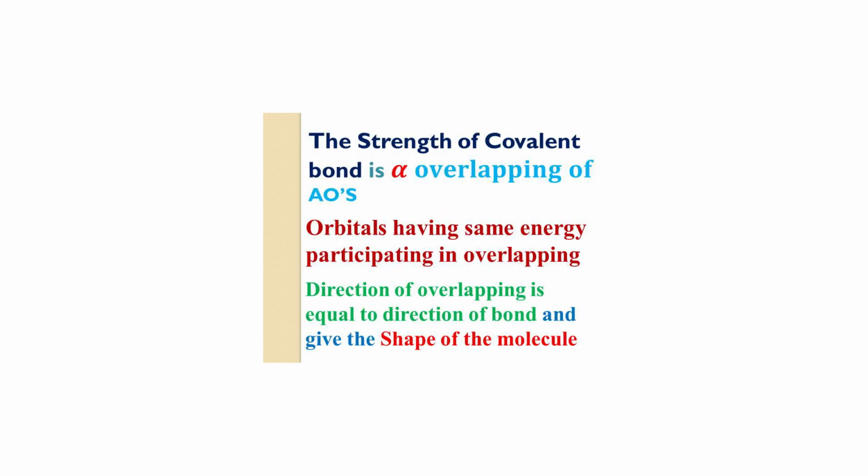Strength of covalent bond is directly proportional to overlapping of atomic orbital. Orbitals having same energy participate in the overlapping. The direction of overlapping is equal to the direction of bond and gives the shape of the molecule.